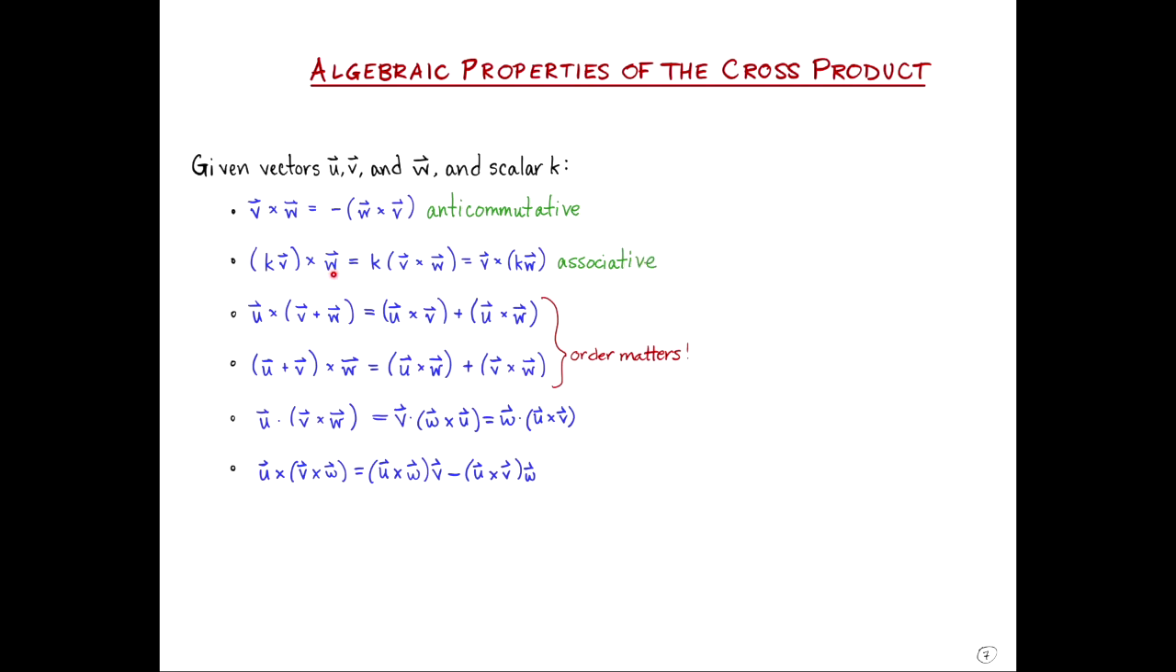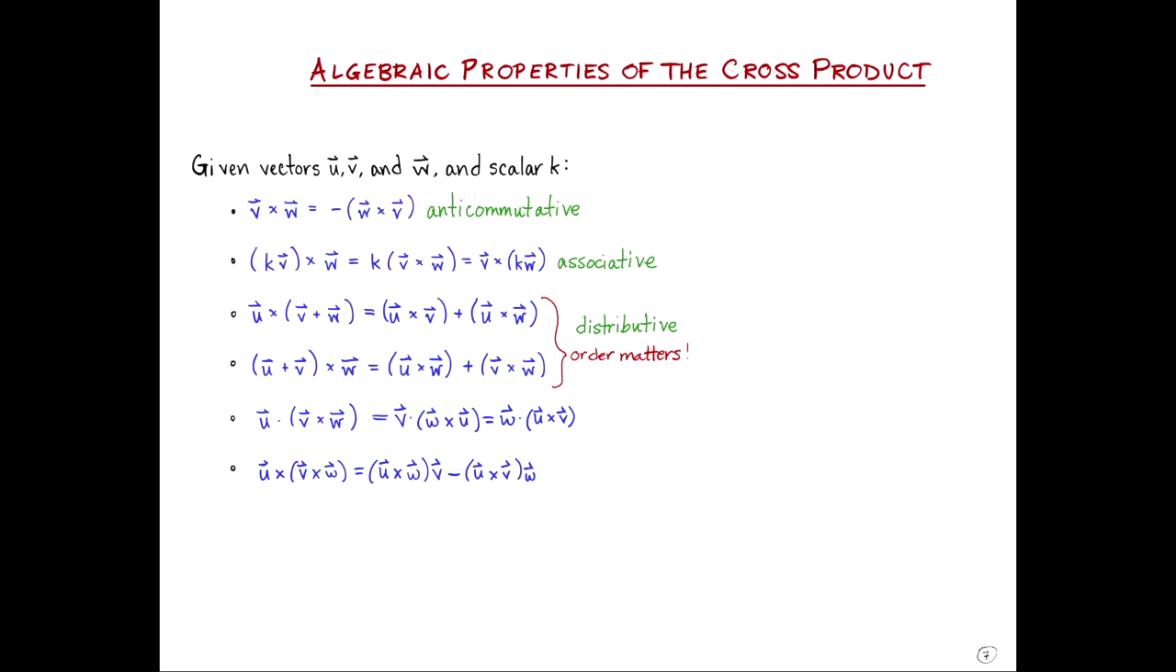The cross product obeys the associative property: kv cross w is equal to k times (v cross w), which is equal to v cross kw. The next two properties are the distributive property. U cross (v plus w) is equal to u cross v plus u cross w. And (u plus v) cross w is equal to u cross w plus v cross w.